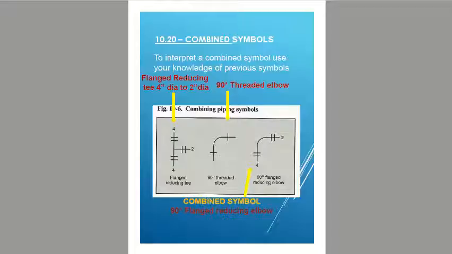Figure 10-6 shows three piping symbols. So the first one is a flanged reducing T that cuts down the size of a branching pipe. The numbers indicate that the main line is 4 inches in diameter and the branch is reduced to a 2-inch diameter. The second symbol is a screwed elbow, also called a threaded elbow, that turns the pipe 90 degrees. Elements of the first two symbols are then combined to produce the third symbol, a 90-degree flange reducing elbow.